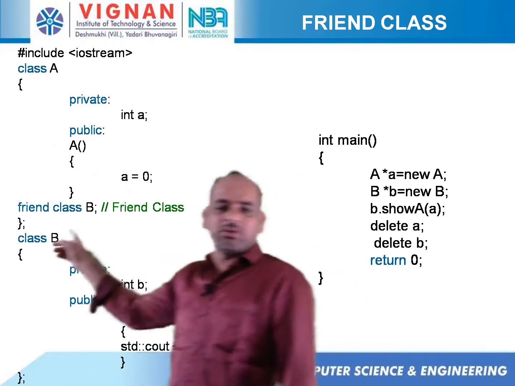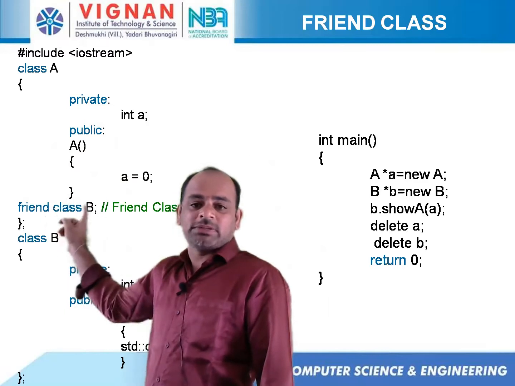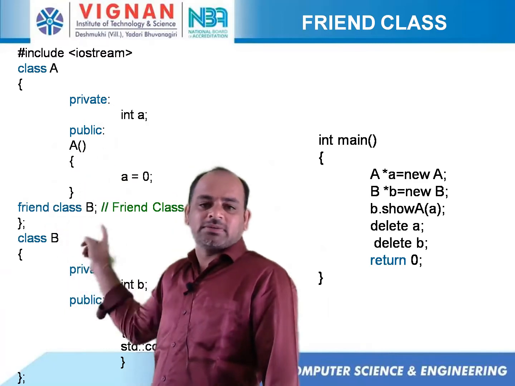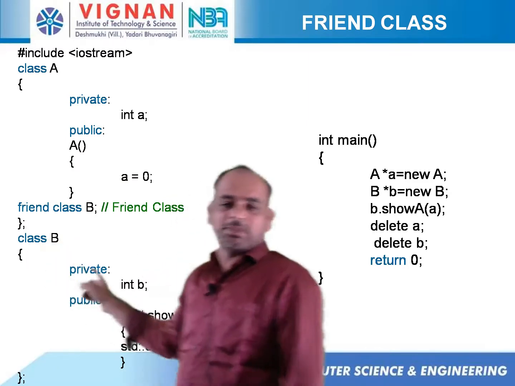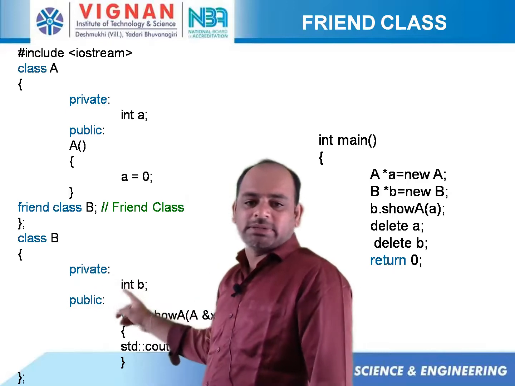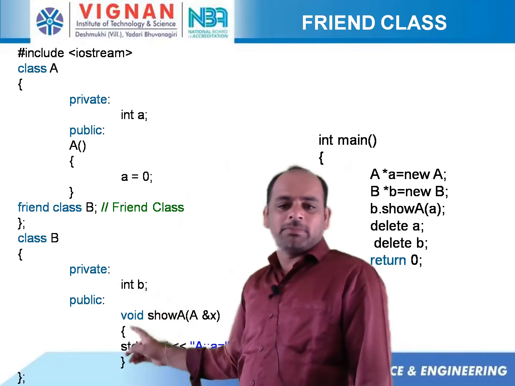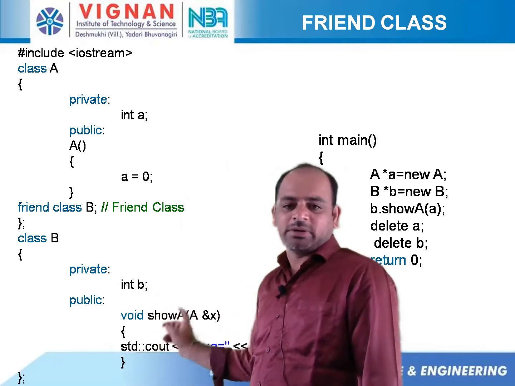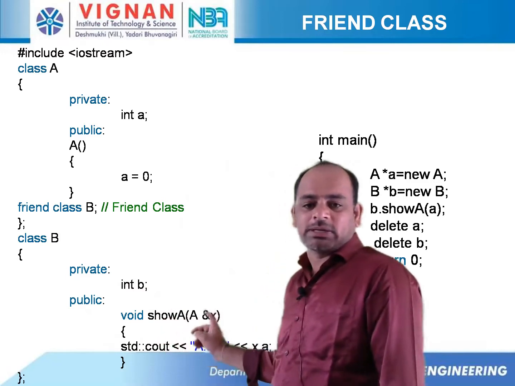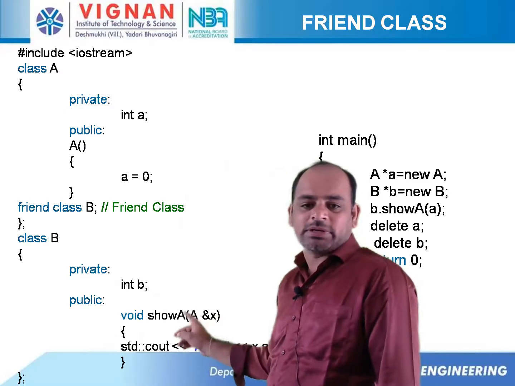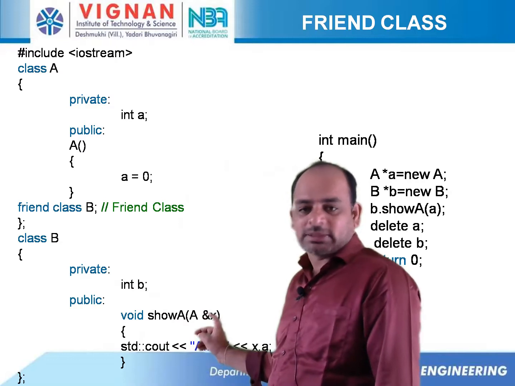Within this, you have declared, by using the keyword friend, class B. So I am making class B a friend to class A. This is a friend class. Now the class B definition. In class B, again we have a private member, int B. It is a private member of class B. Now again it has a public member, show A, a member function, to which we are passing an object reference of class A.